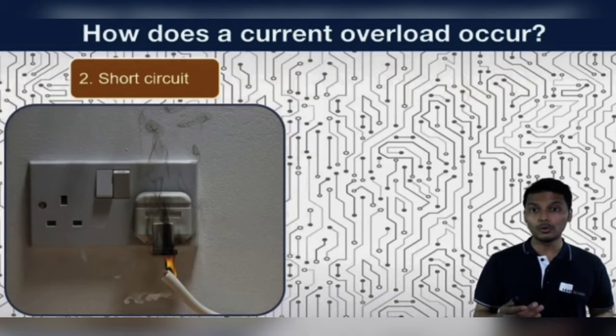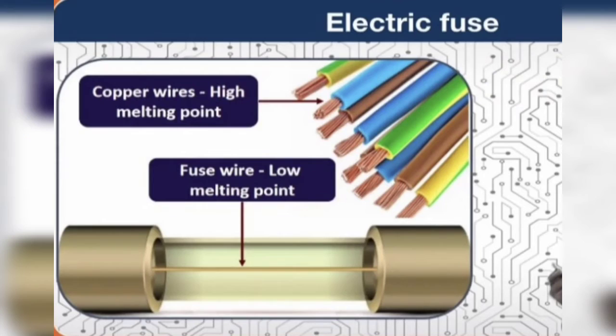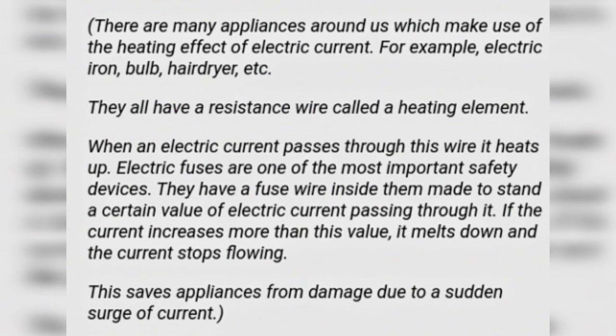To solve this issue, there is the electric fuse. It is connected between the appliance and the source of electricity. The electric fuse is made up of a fuse wire which has a very low melting point. When an electric current passes through this wire, it heats up.